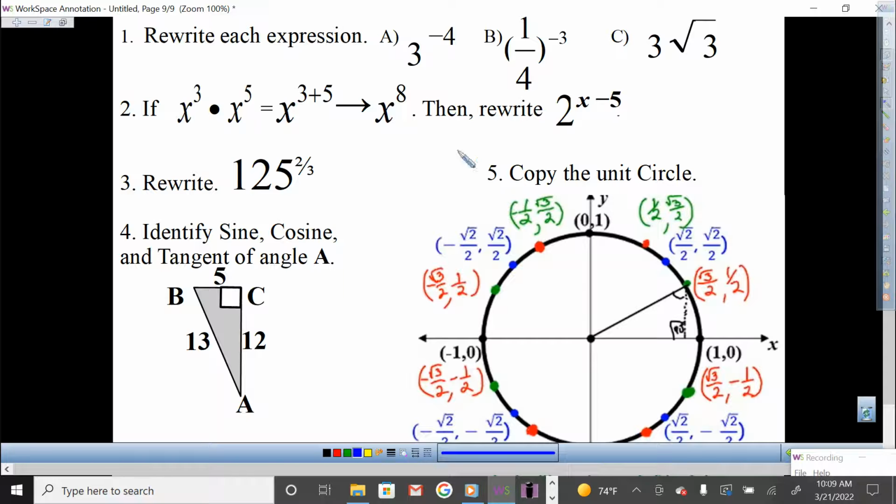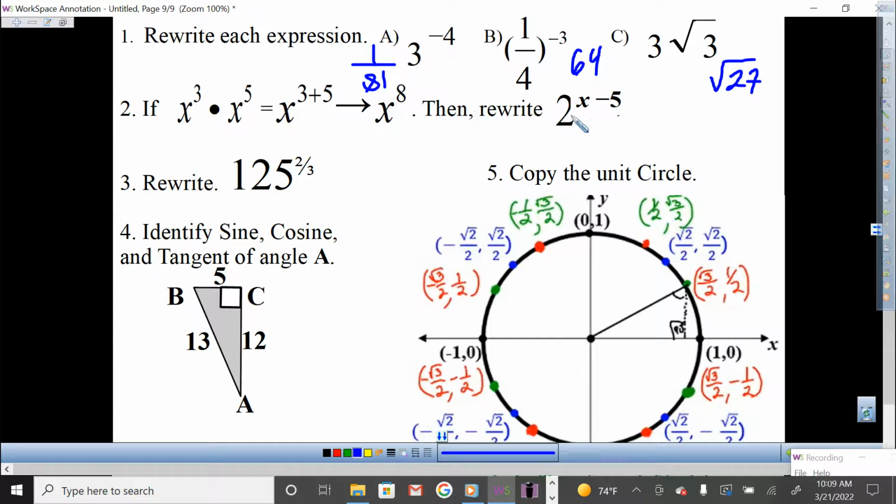Let's see, number 1A, what'd you get, Mario? Help her out, Kevin. Okay. Ninel, what'd you get for 1A? 1/81. Hands up if you got that. That is correct. 1B, Pablo. 64 is correct. 1C, Nicholas. Square root 27, that is correct.